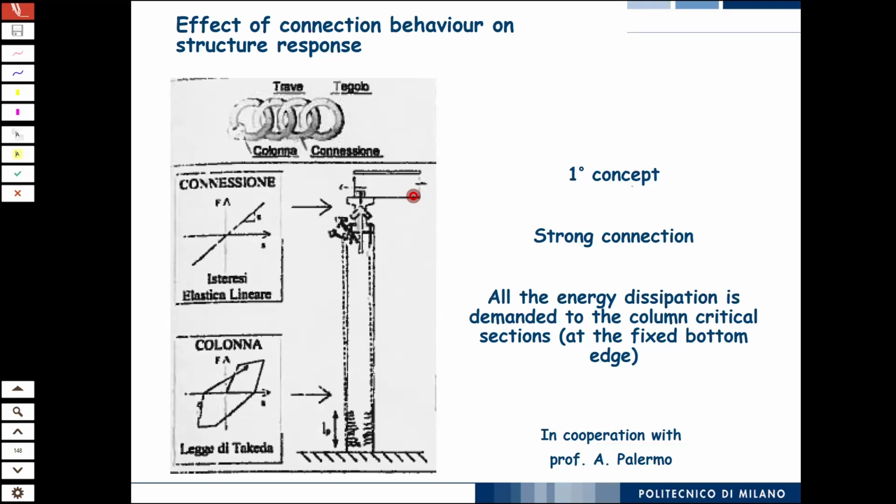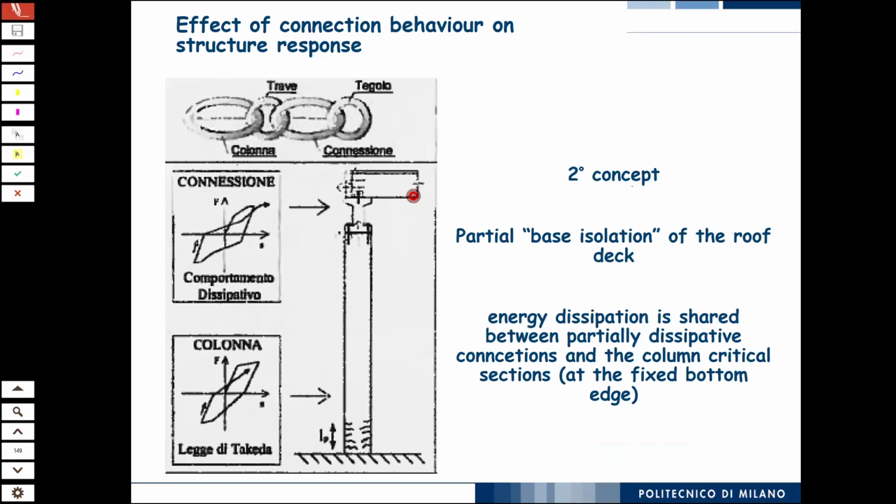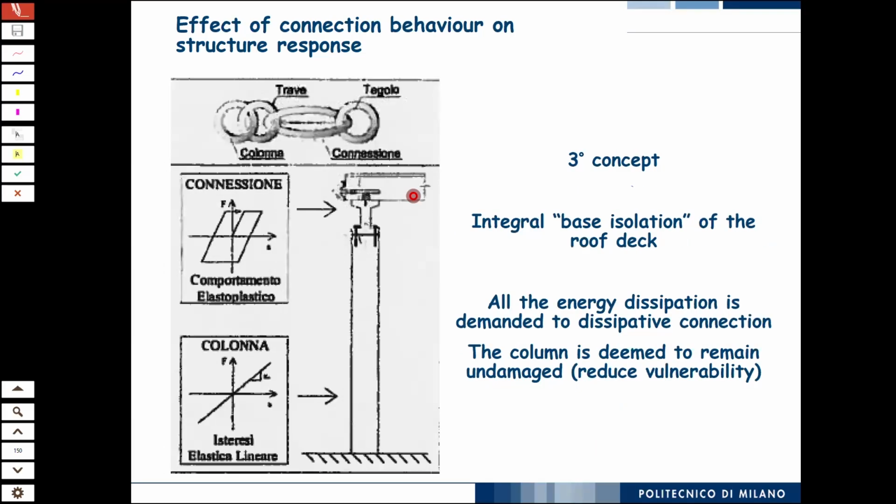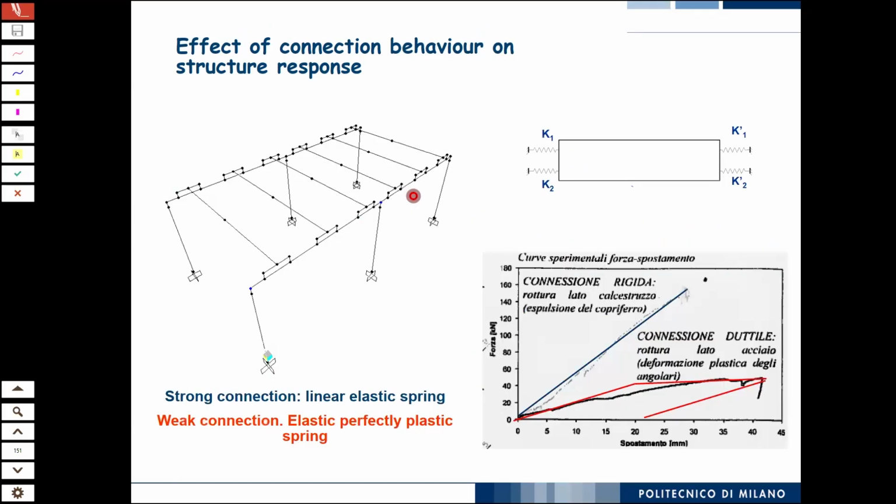But then we wanted to go into this. We said, okay, the simplest way is that we have a strong connection. Strong connection means that this connection is over-designed like we did, and all the dissipation occurs here. What if we have a partially weak connection? So we also allow some energy dissipation to occur here. Or we simply say, okay, let's put the weak point. It's like if you have the base isolation of the roof deck. Let's put the weak point there and have it like that.